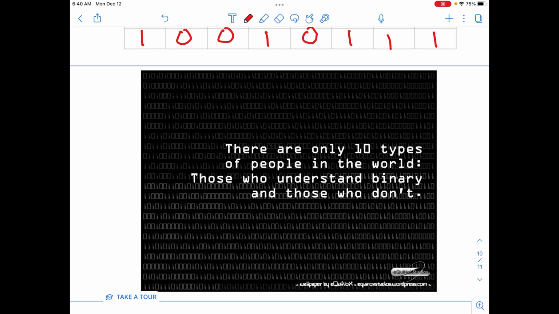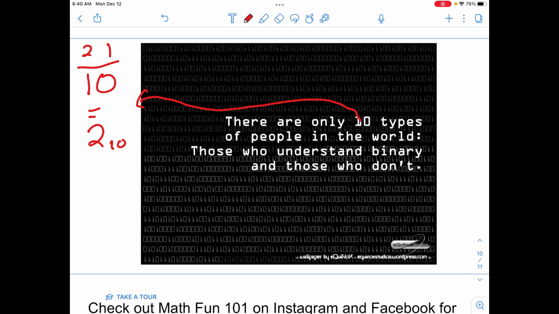So let's go back to our joke at the beginning. There are only 10 types of people in the world: those who understand binary and those who don't. And here is the crux of the joke. This isn't really a 10, is it? It really is the binary number 10, which, remember our place values are 1 and 2, would be equal to 2 in our base 10. So really it's saying there are only 2 types of people in the world, those who understand binary and those who don't. It's just saying it using the binary number 10 instead of the decimal number 2. You can all go ahead and laugh now.